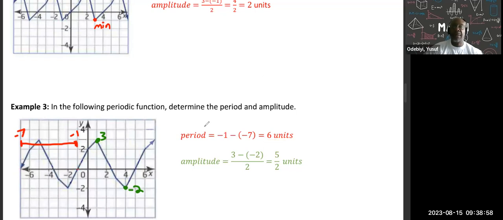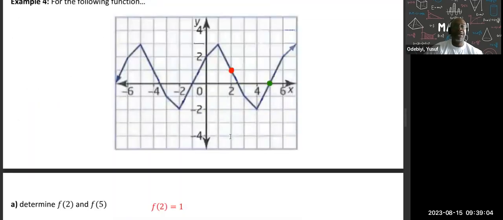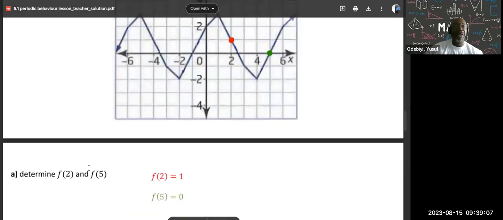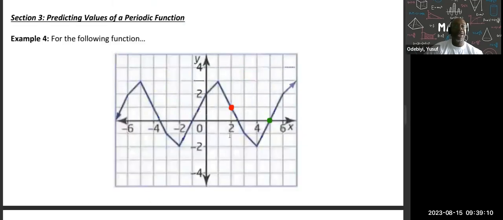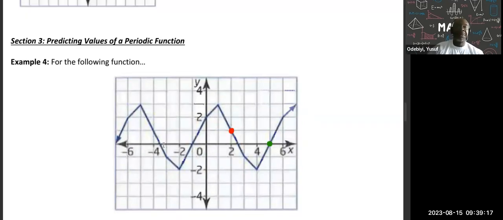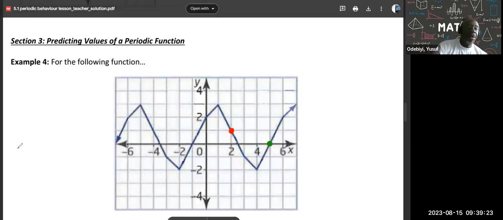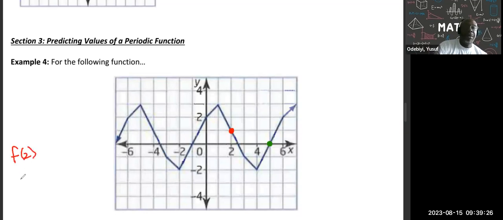Okay, then we go down to the next part. So for the following function, determine. So now you want to determine. So this is the function, right? This is the graph. This is the function. And now the question is, it's asking you the question, okay? What is f of 2? And what is f of 3? Okay. So that means we're saying, what is x? What is the function when x is 2? And then what is the function when x is 3?